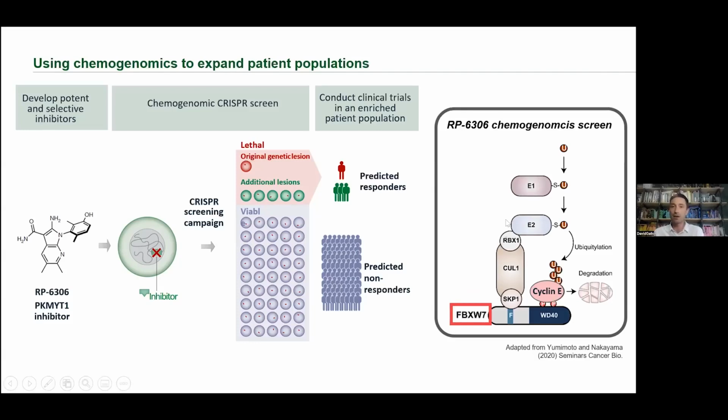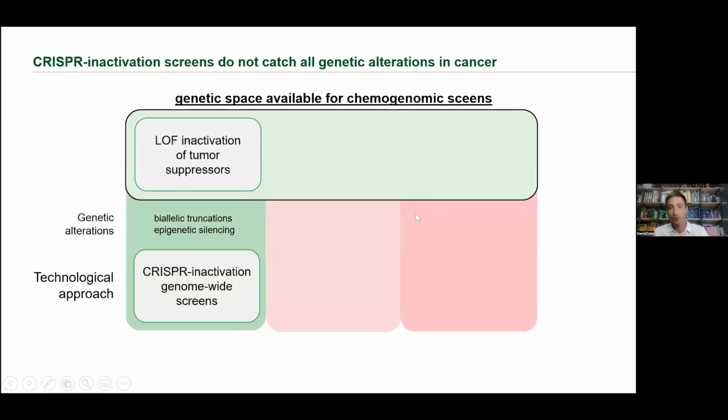And when you look at this, it actually makes sense because FBXW7 is the adapter that guides cyclin E for degradation. So when you lose FBXW7, you get accumulation of cyclin E protein. So this makes sense at the mechanistic level as well. So that's one method to do a chemogenomic screen.